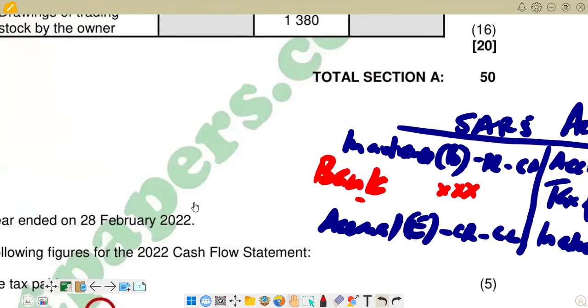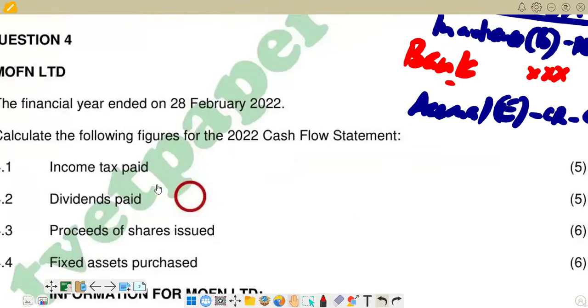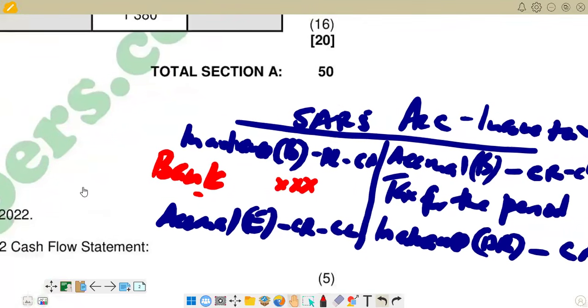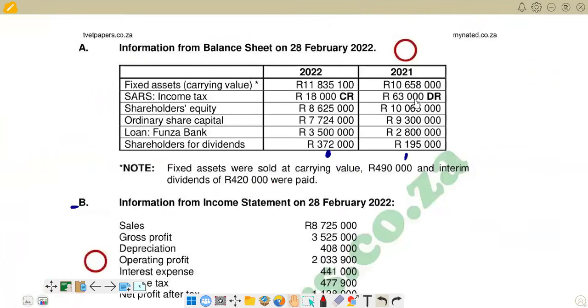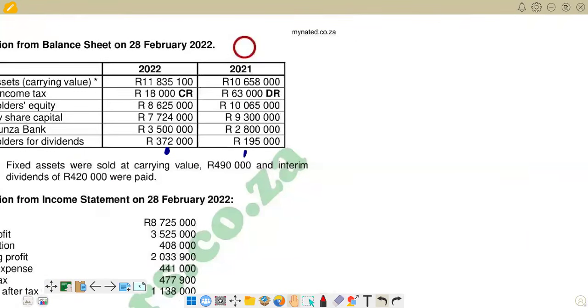So if we come here, you'll see the balances that we have, you can just refer back as we calculate it. We've got the balances that we are given on the next page. If you go to the next page, you'll see that here we've got SARS income tax. Remember this is the previous year, so we are starting here. So our opening balance is 63,000, which is a debit balance. So we are just going to do as such. Remember, we said the debit balance.